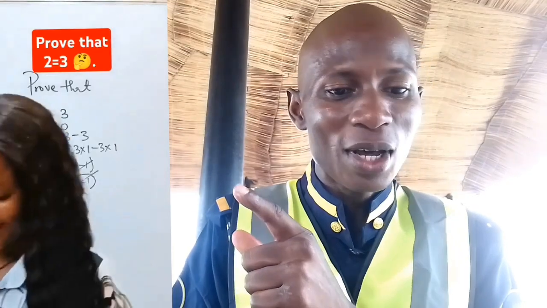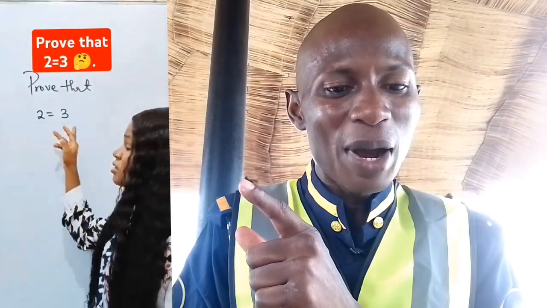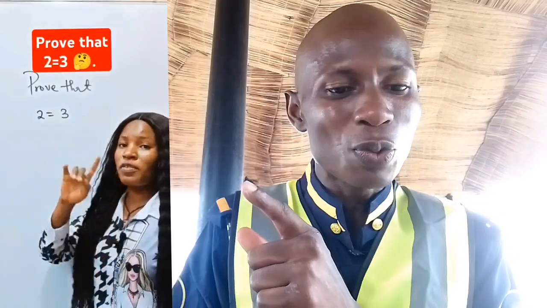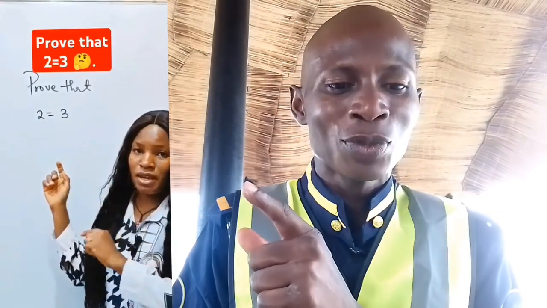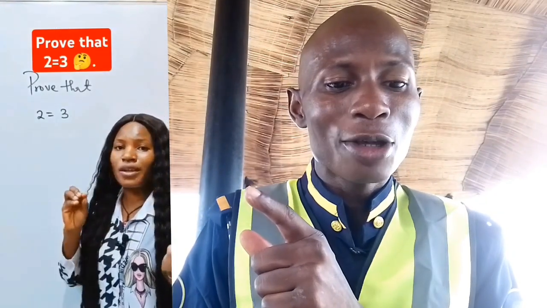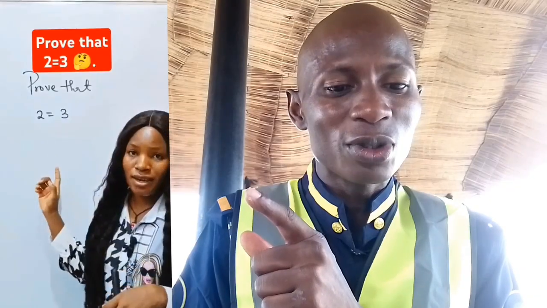So the truth is that 2 is not equal to 3. But if I should prove that 2 is equal to 3, then I made a mistake somewhere. So all I want you to do is to show in the comment section where the mistake is, okay?